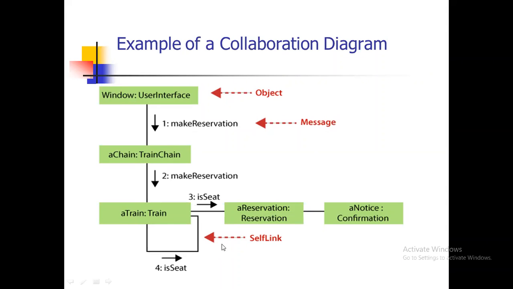Fourth message, each seat again, a self link is there. It will check for the availability of seats, and if it is available, then reservation and send a notice. That means see the confirmation here. Okay, this is a sample diagram for the railway reservation.